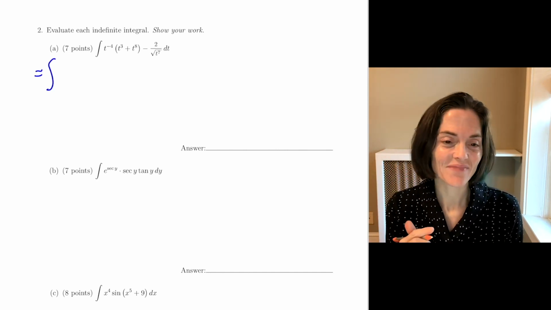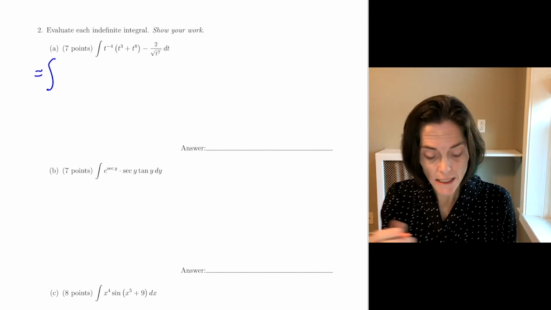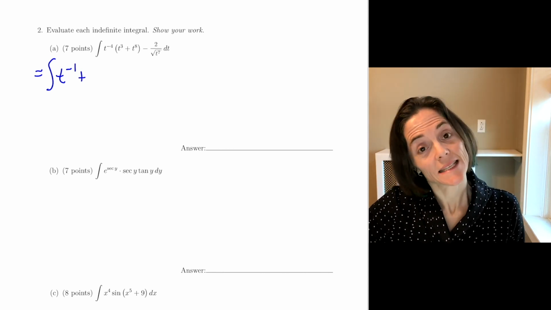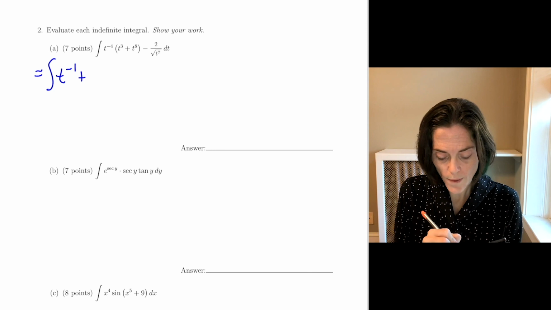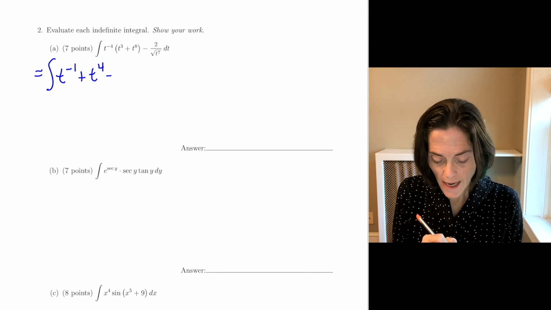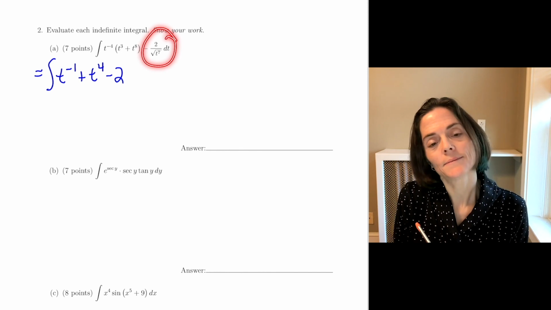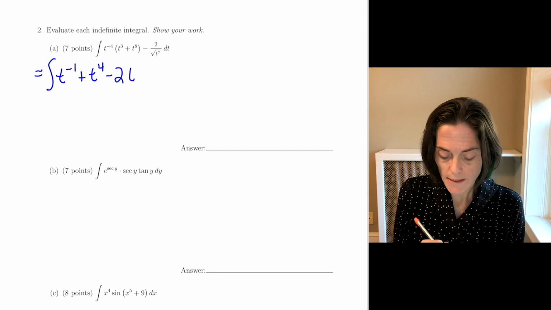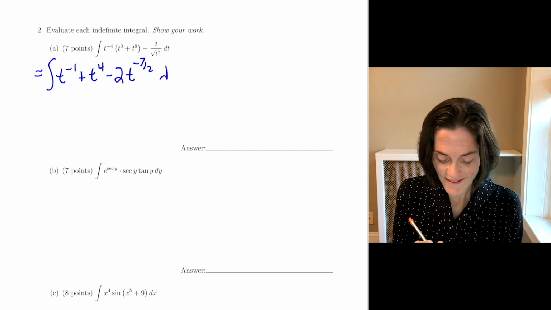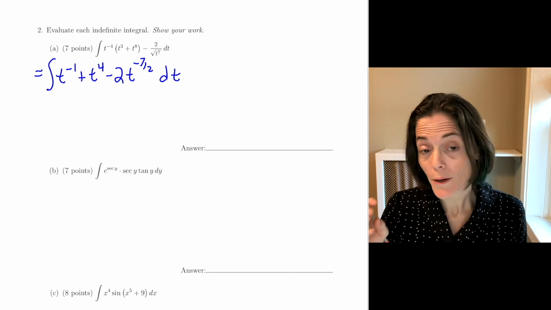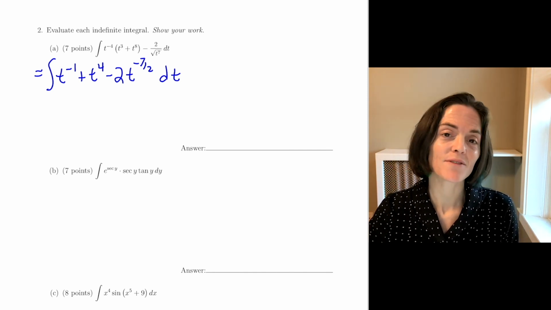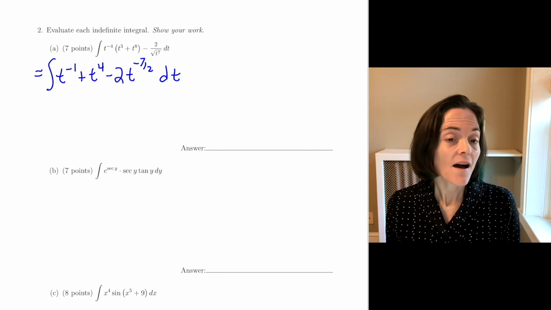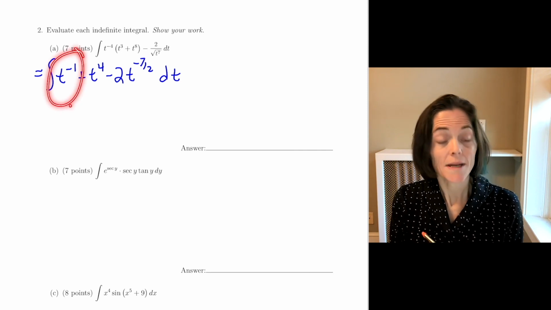I'm just rewriting. t to the -4 times t cubed is t to the -1. t to the -4 times t to the 8th power is t to the 4th power. And then I have -2. This power, in the denominator, I have a 7 over 2. So this is t to the -7 over 2. Okay, that was the work of rewriting this integrand as a sum of terms, where every term is coefficient times power of t. Now, not all of these are power rule. In particular, this one is not.